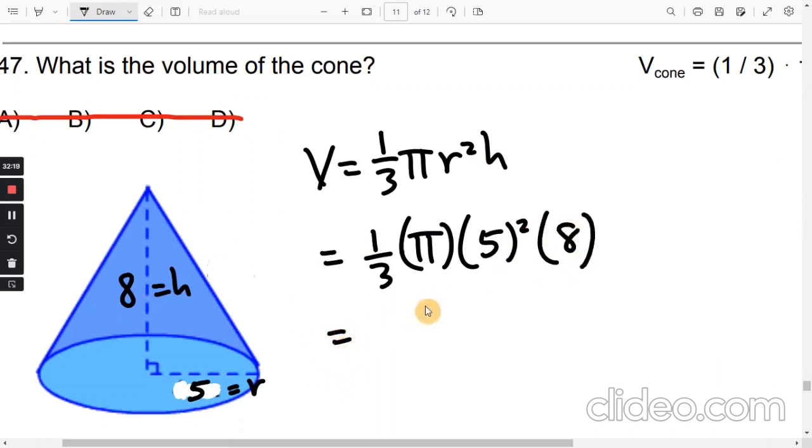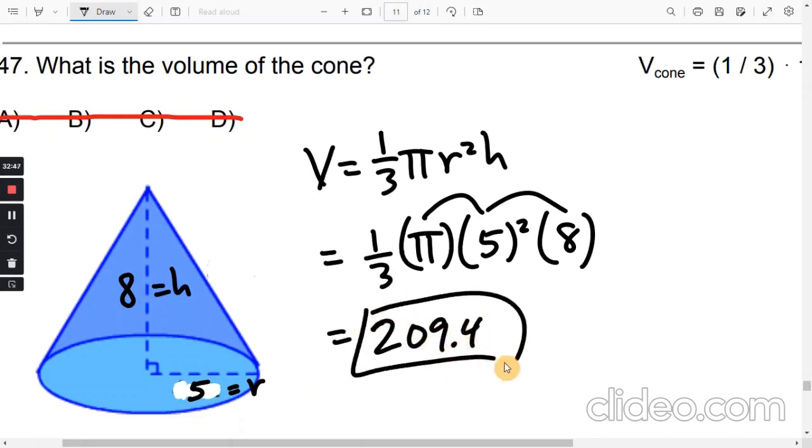All right, you can do 1 divided by 3 and hit equals, or you can do pi times 5 squared times 8, and then divide by 3 at the end. So that's what I'm going to do. Pi times 5 squared times 8, and then divide by 3 at the end. You can hit equals and then divide by 3 just in case, and I get 209.4, rounded to 1 decimal. All right, make sure you practice on your calculator.